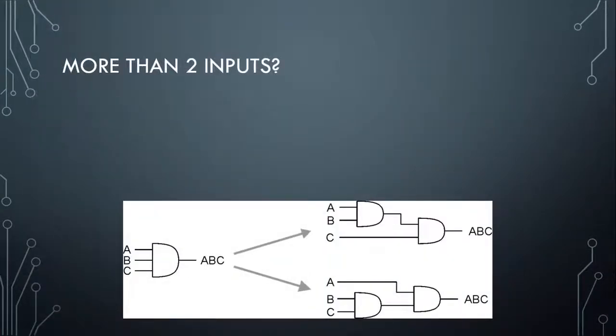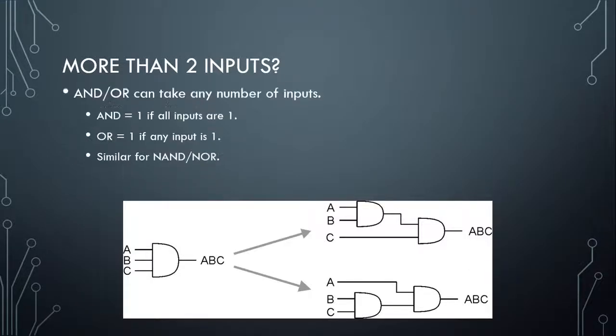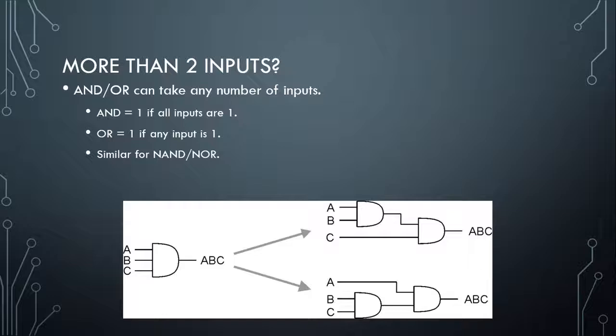Now, what if you have more than 2 inputs? Because almost everything that we've looked at in this course up to now had 2 inputs. You had A and you had B. But what if you have A, B, C? Well, the good thing is AND and OR can take any number of inputs. There's not a limit. If it's an AND gate, if all of the inputs are 1 or true, then the answer has to be true. Similarly with OR, if I have a 1 in any of the inputs, I know the answer is 1.